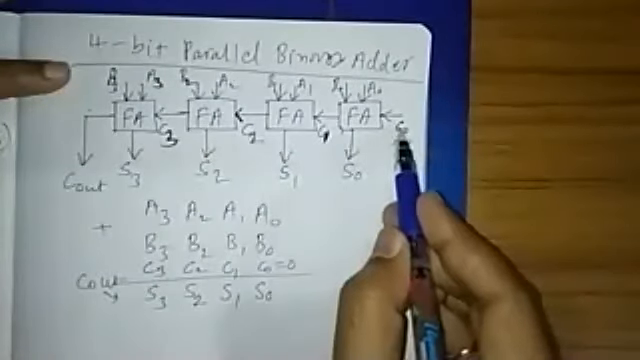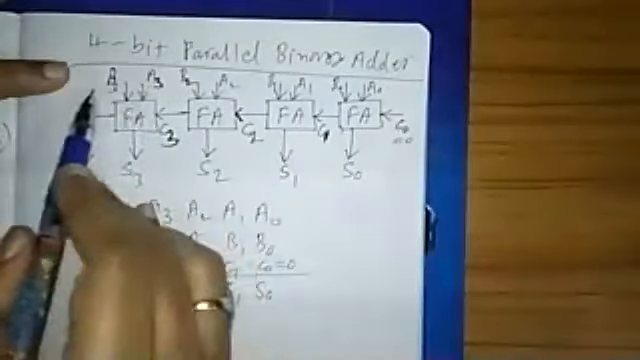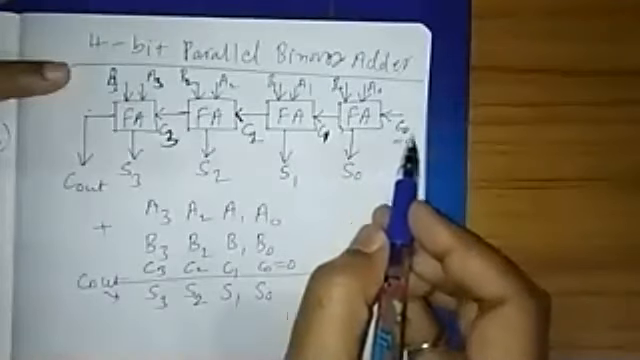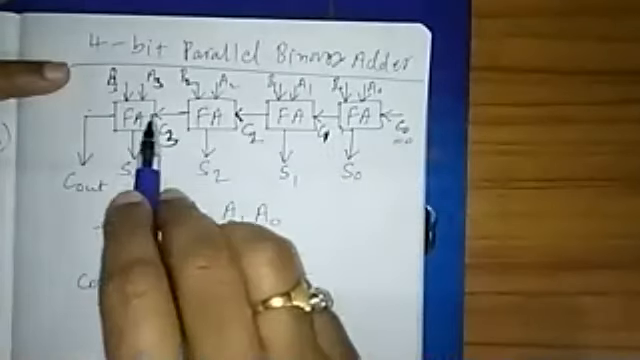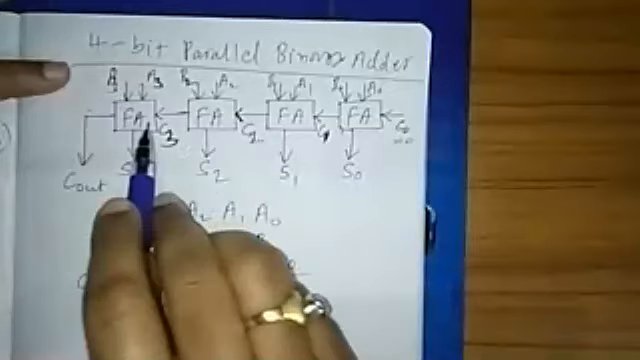Now first C0 is made 0, and A0, B0, A1, B1, A2, B2 and A3, B3 are the two inputs for each full adder, as well as the carry input from the previous addition. Okay, and then output will be sum and the carry generated, and Cout is at the MSB, and the same thing is shown here as an addition.